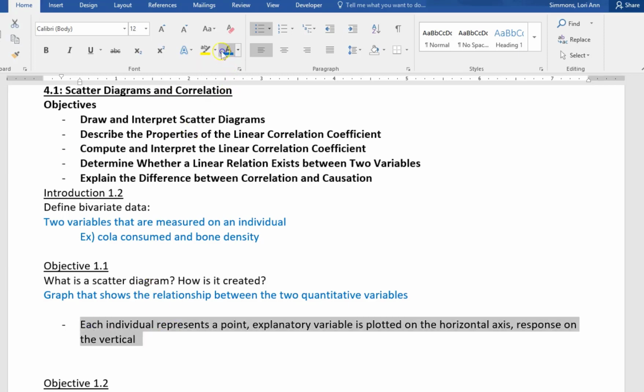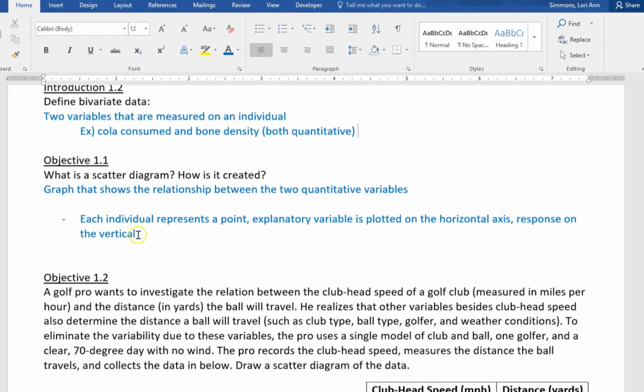So if we go back up to the cola consumed and bone density, if we had the data for this, it could be on a scatter diagram because they're both quantitative. You could not have cola consumed and hair color because hair color is qualitative. It is a characteristic, and you cannot create a scatter diagram with a qualitative variable. So you will need these both to be quantitative in order to create a scatter diagram.